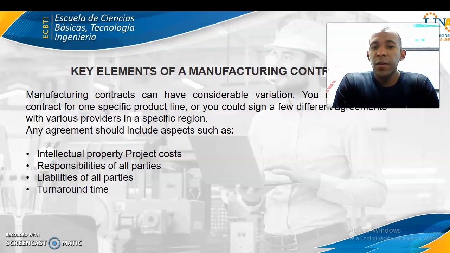Key elements of manufacturing contracts. Manufacturing contracts can have considerable variations. You might sign a contract for one specific product line, or you could sign a few different agreements with various properties in a specific region.